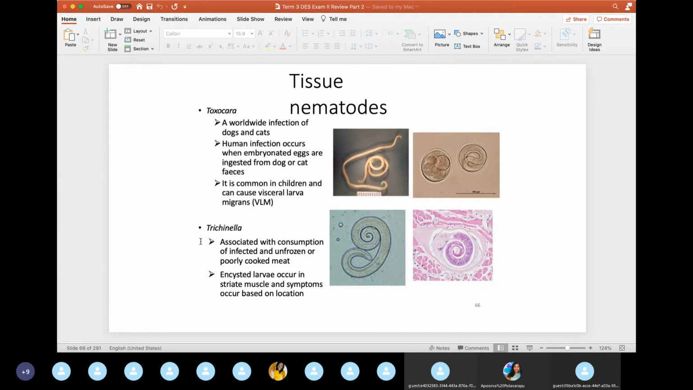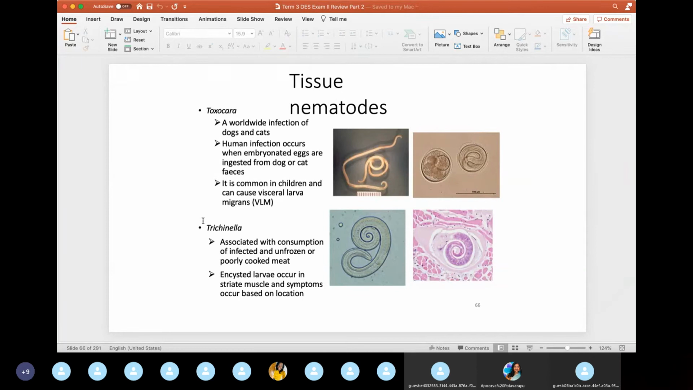Trichinella. Consumption of infected and unfrozen or poorly cooked meat. And then the encysted larva, where does it go? To your muscles. Look at this one. On the lower right side of the slide, you can have an encysted larva in your muscles. It's very, very painful. So let's summarize.